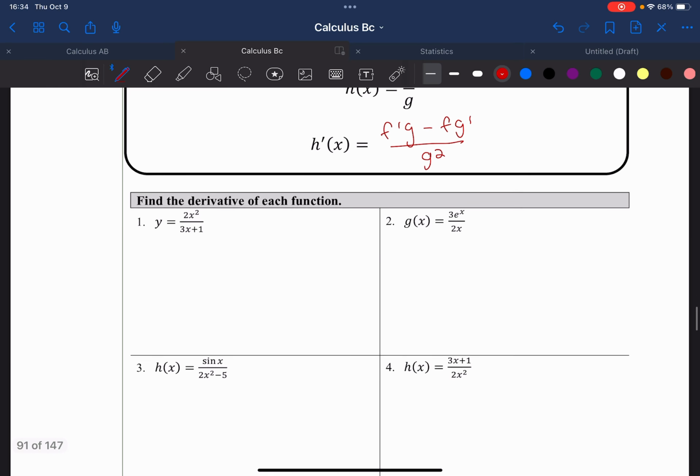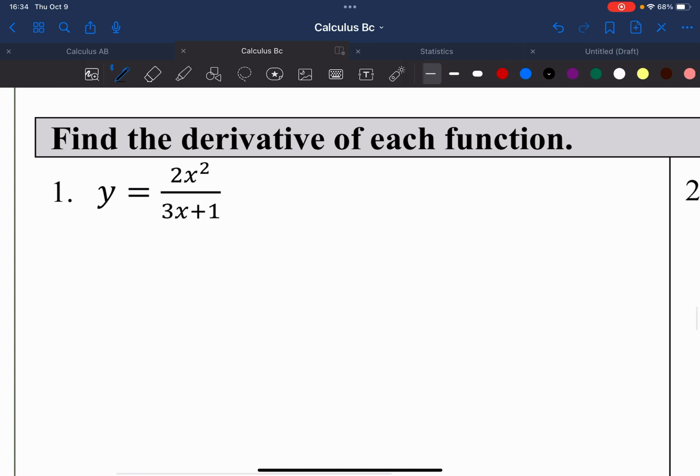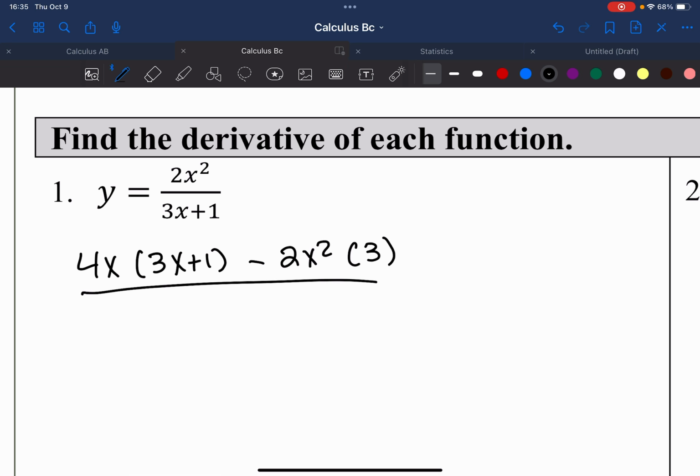Okay, so let's look at some examples. So for the first example, we have 2x squared divided by 3x plus 1. So f prime means the derivative of the top, so that's 4x times 3x plus 1 minus 2x squared times the derivative of the bottom, which is 3, all divided by 3x plus 1 squared.